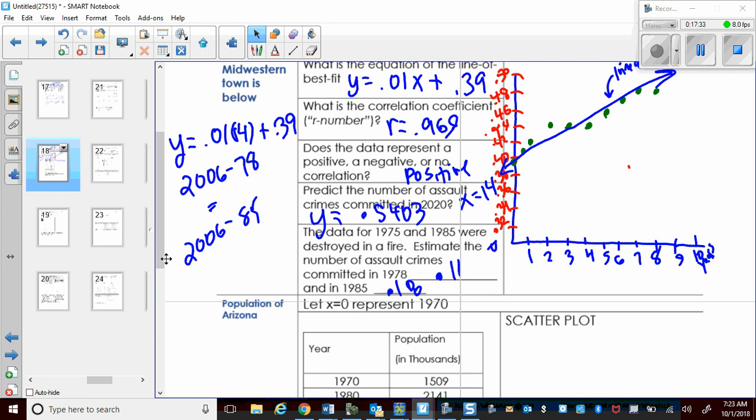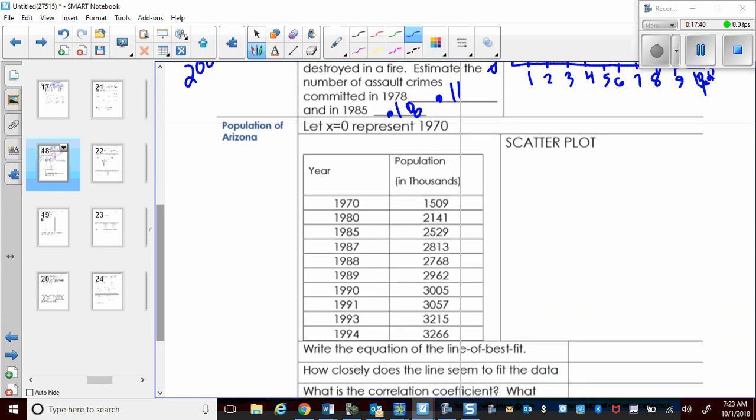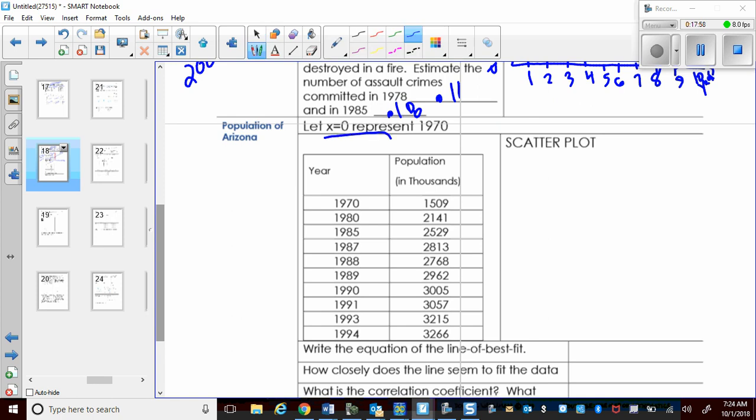So for the next one, we're doing a scatter plot based on the population of Arizona. This time I'm going to show you how to do it on the graph and just copy it over. It says let x equal 0 represent 1970. So here's 0. This is 1. Just mark all of these out. We're not going to put these years in, it's too much to do on the graphing calculator. When we're working with years and time, it makes more sense to change those to each year. It's easier to use the information.